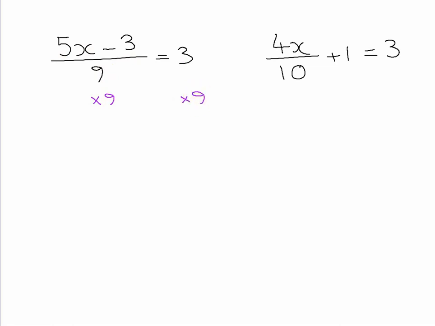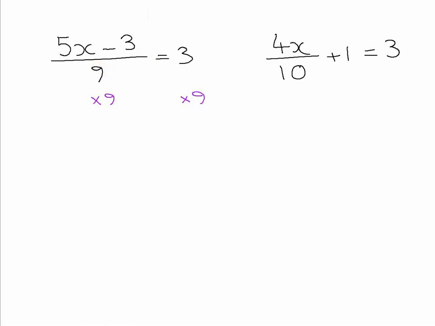Another way of looking at it is, what is the last thing happening to this x? Well, the first thing is being times by 5. Then it's having 3 taken away. Then it's all being divided by 9. So that's basically the same thing, but without playing the game. You have to undo the last thing happening to it.